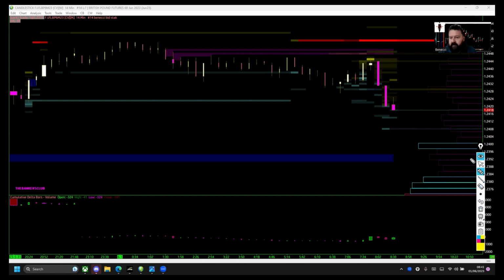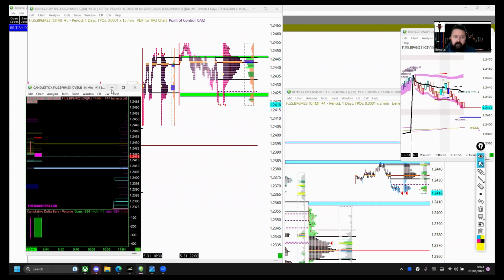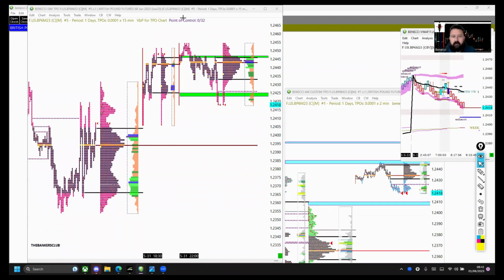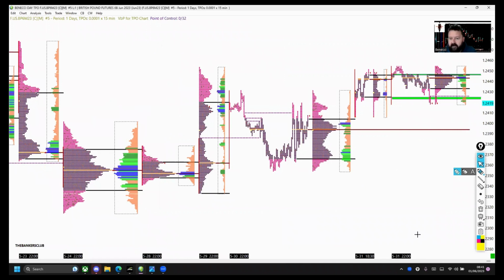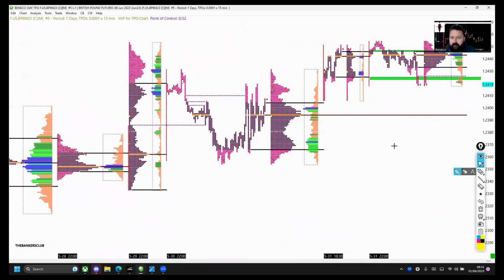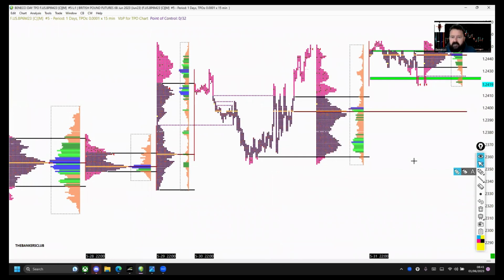Now let's get rid of that. Now I've shown you that. So just remove that. Now let's just go into the daily. Right, so the daily chart, it's a bit bigger for you. I actually split the profile, so let me undo all splits on this chart. So first of all, we can see this is yesterday's profile, right?